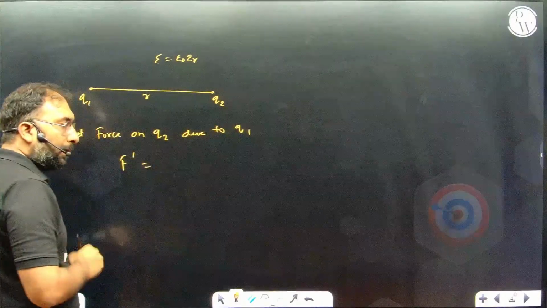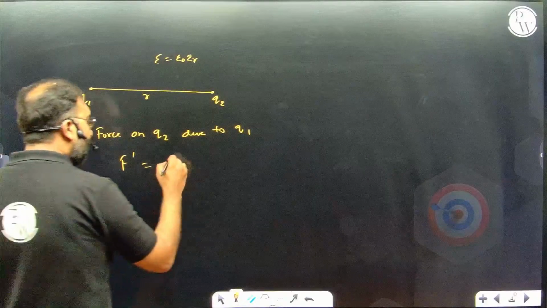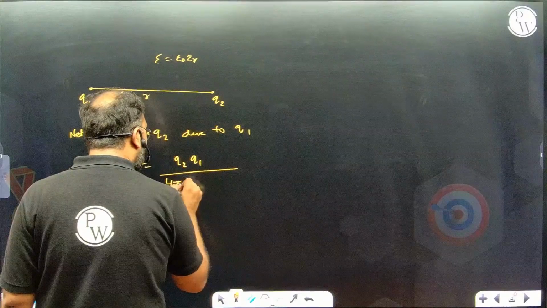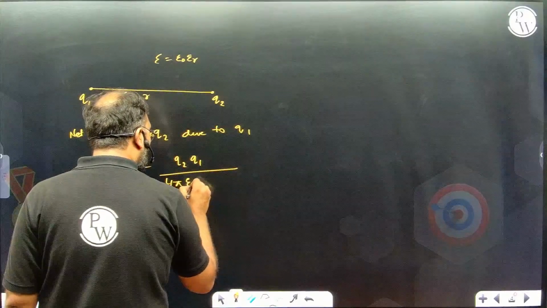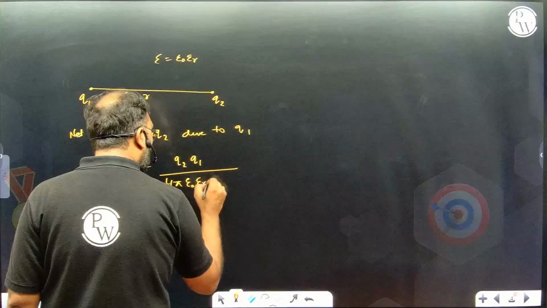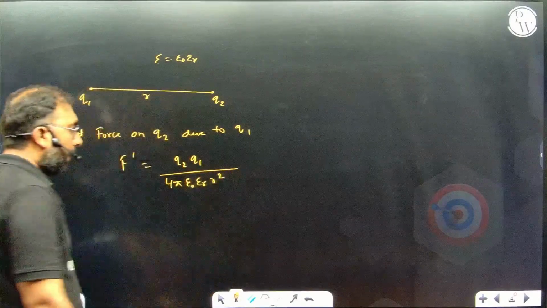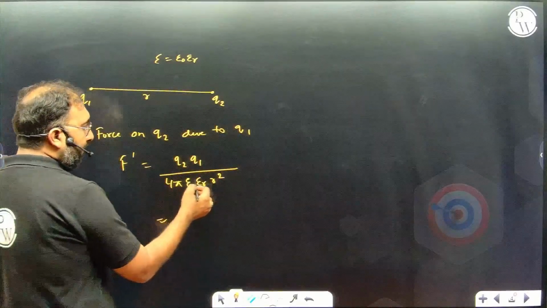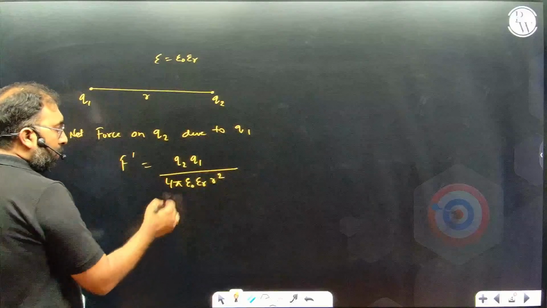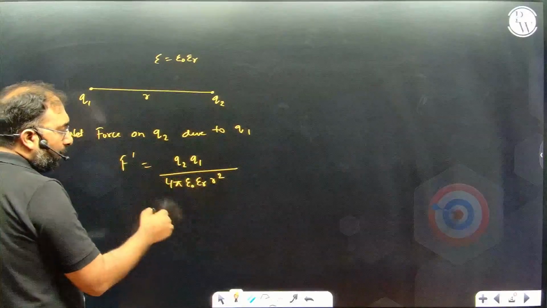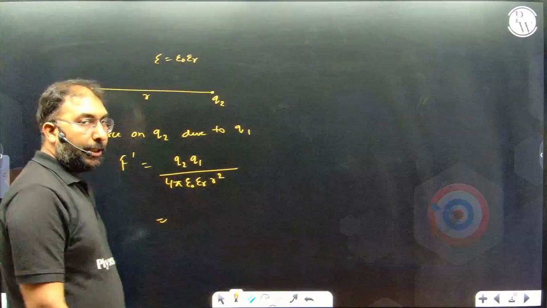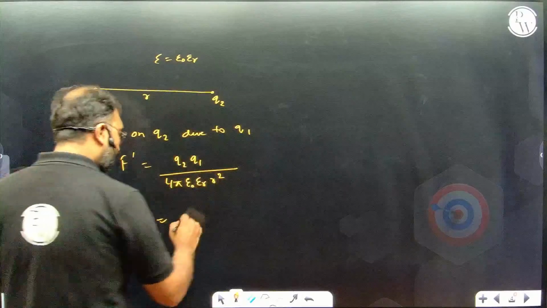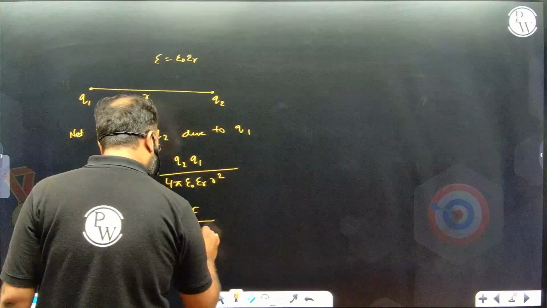I'm writing this force to be F dash, and this is Q2 Q1 divided by 4 pi epsilon naught epsilon R into distance square, okay? Now if you will see this result, Q2 Q1 upon 4 pi epsilon naught epsilon R into R square, so all terms are same as in the previous situation. This epsilon R is the only new term here, okay? So Q2 Q1 by 4 pi epsilon naught R square, that is F, and divided by epsilon R.